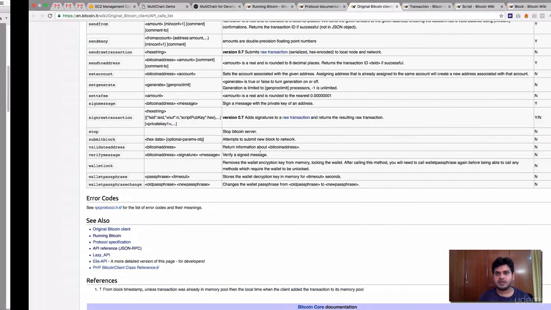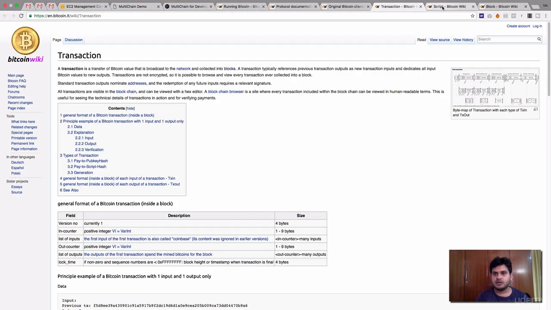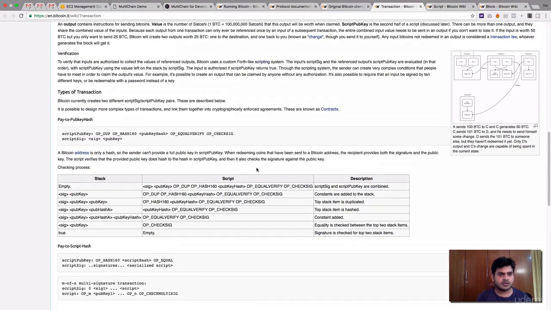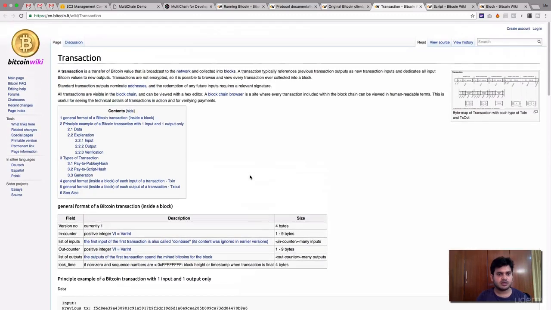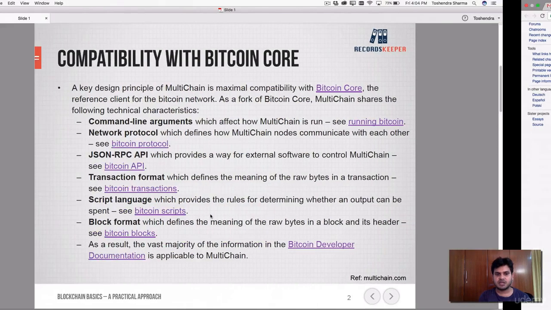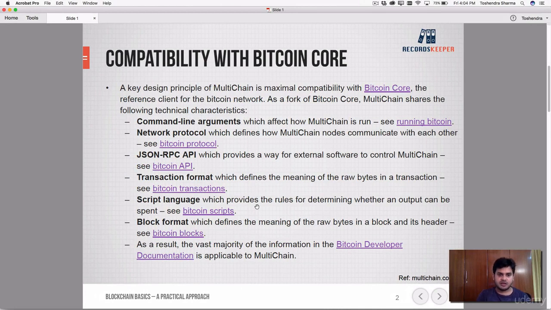So the blockchain format, if you can see this, the byte format of the transaction is there. Must be a block transaction. So, types of the transaction, let me see if there is a block status. Yeah, so this structure is what we are talking about. The structure which Bitcoin follows inside a block and the structure which multi-chain follows are quite similar. So as a result, the vast majority of the information in the Bitcoin developer documentation is applicable to multi-chain, and that's the good thing about multi-chain.